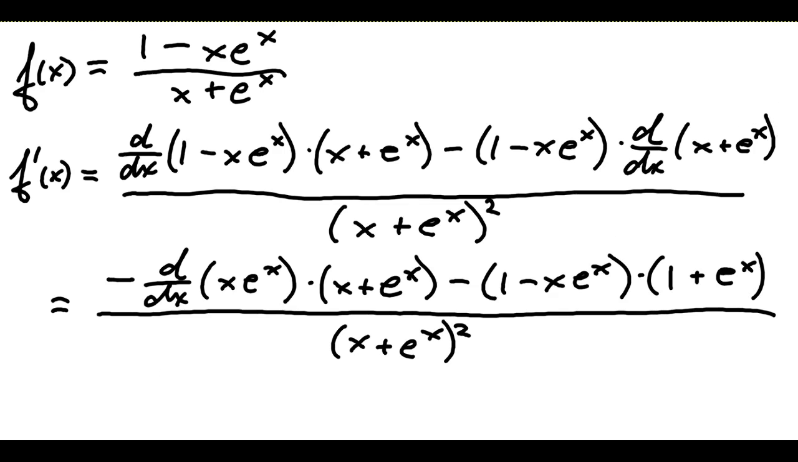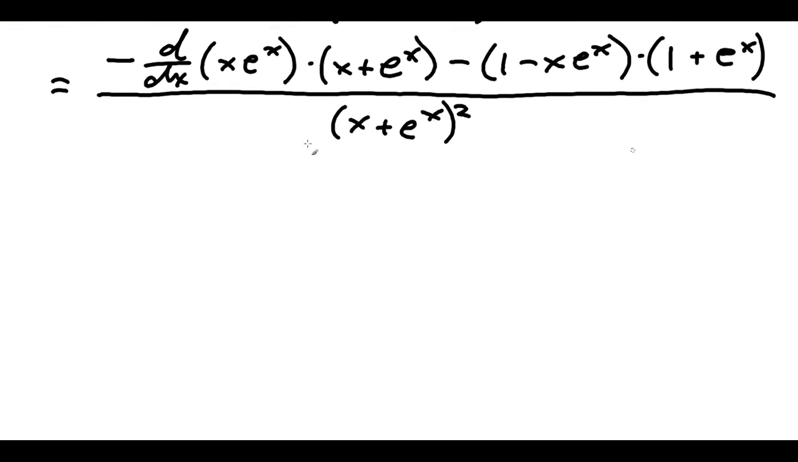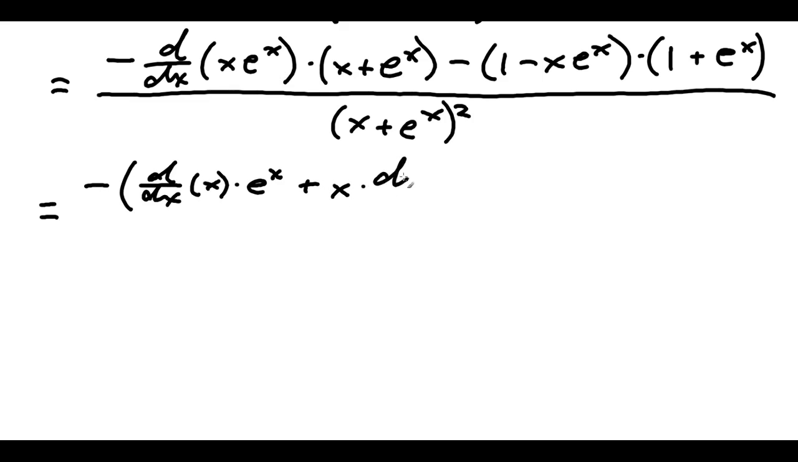Now, why did I postpone taking the derivative of x e to the x? Well, that is a product of two functions, isn't it? We have the negative of the derivative of a product of two functions. That means we need to apply the product rule. That'll be the derivative of x times e to the x, plus x times the derivative of e to the x. And that was all just taking the derivative of that first part there.